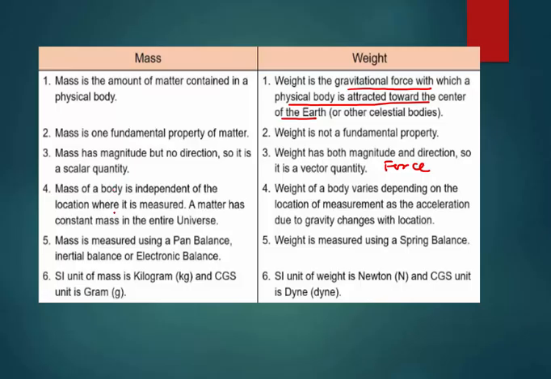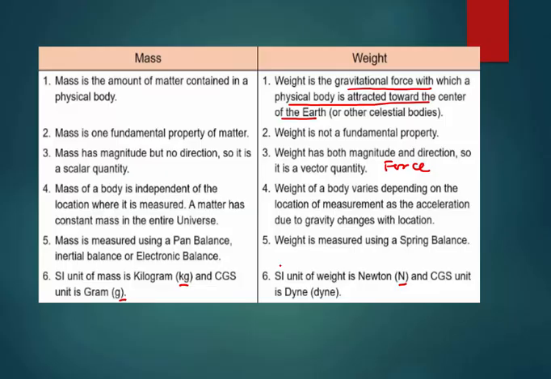Mass of a body is independent of the location. Again, the same thing: mass of a body does not change with location, whereas weight of a body changes with location as the acceleration due to gravity changes with the location. Instruments used for measurement of mass are the pan balance and electronic balance, whereas weight is measured using a spring balance. And finally, the units for mass are kilogram and gram in SI and CGS units, whereas the SI unit of weight is Newton and the CGS unit is dyne.